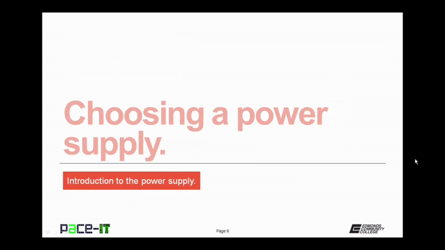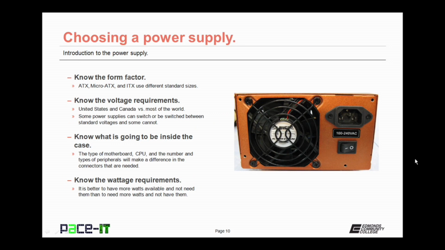Now let's move on to choosing a power supply for your PC. So the first thing that you need to do is you need to know the form factor. ATX, micro ATX, and ITX use different standard sizes for their power supplies. You cannot physically put an ATX power supply into an ITX case. It just won't fit. You also need to know your voltage requirements. Are you in the United States and Canada, or are you most of the world? So do you need that 110 to 120, or do you need the higher voltages that the rest of the world uses?